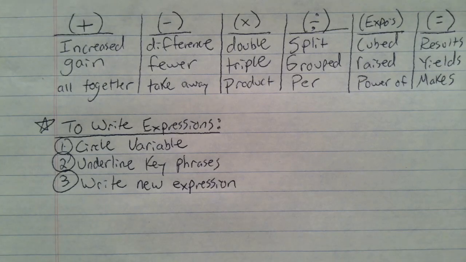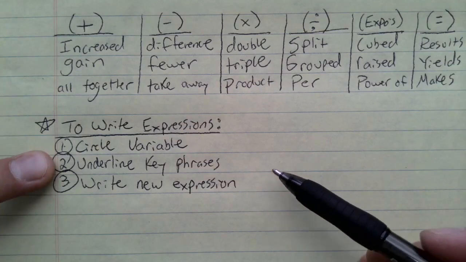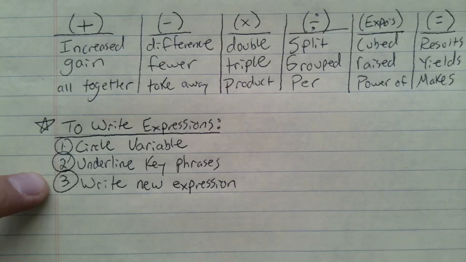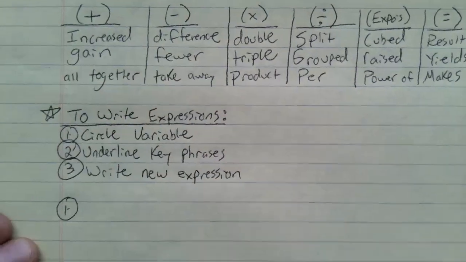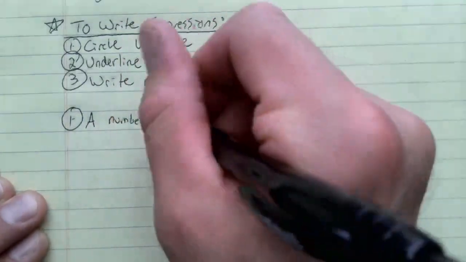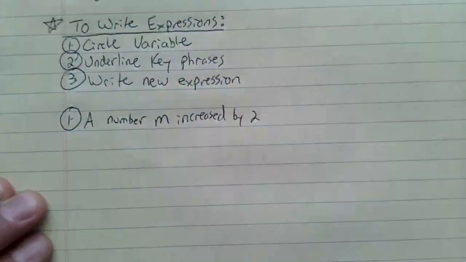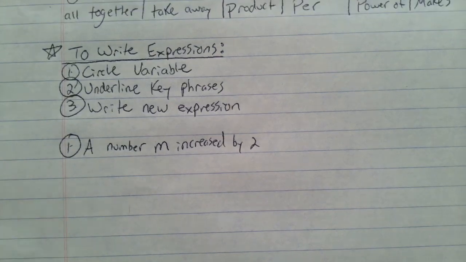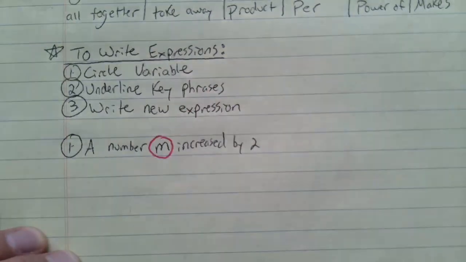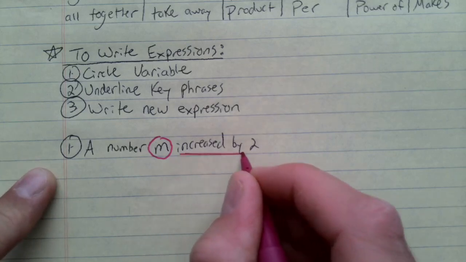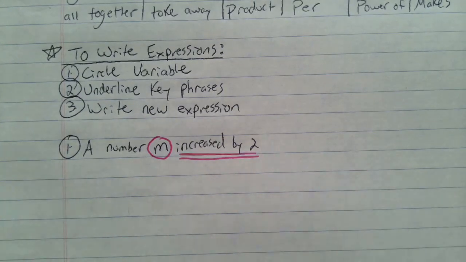Step 1, circle your variable. Step 2, underline key phrases. And step 3, write your new expression. Let's see what this looks like. Number 1 is a number M, like M&M's, sounds pretty good, increased by 2. Step 1 is just going to be to circle the variable. Here's a variable, the letter M, circle that. Step 1's done. Step 2 is underline key phrases. Increased by 2, that's a key phrase right there.